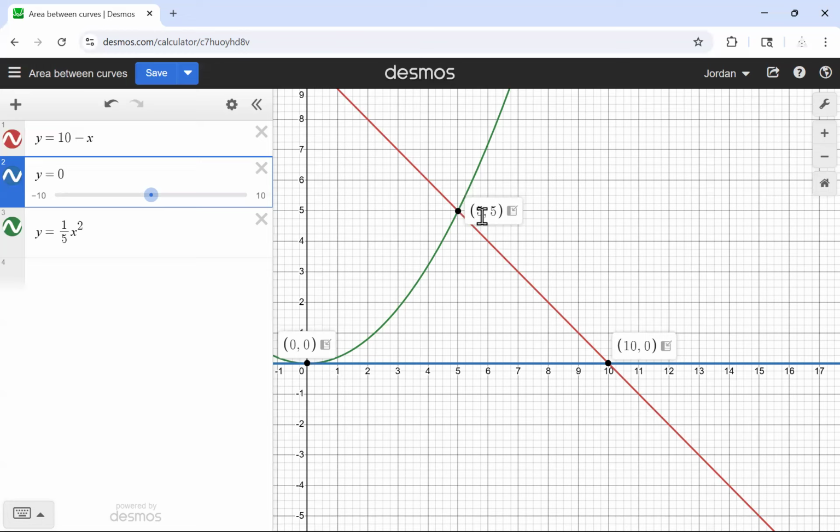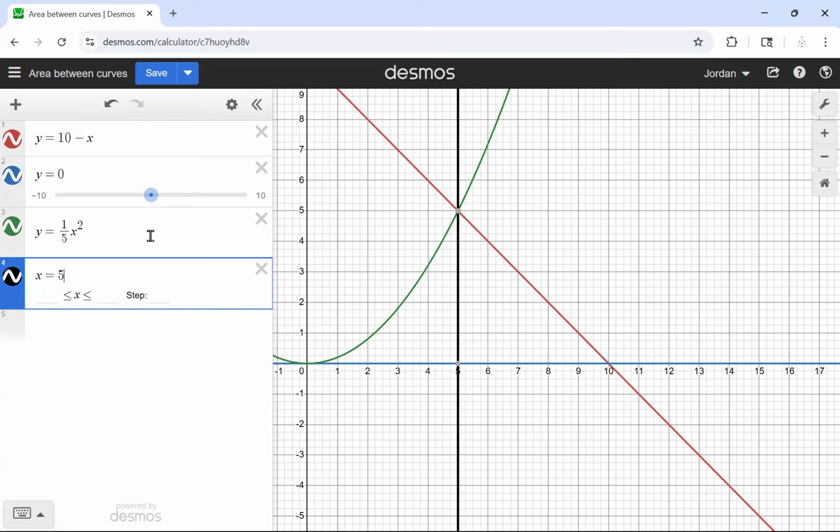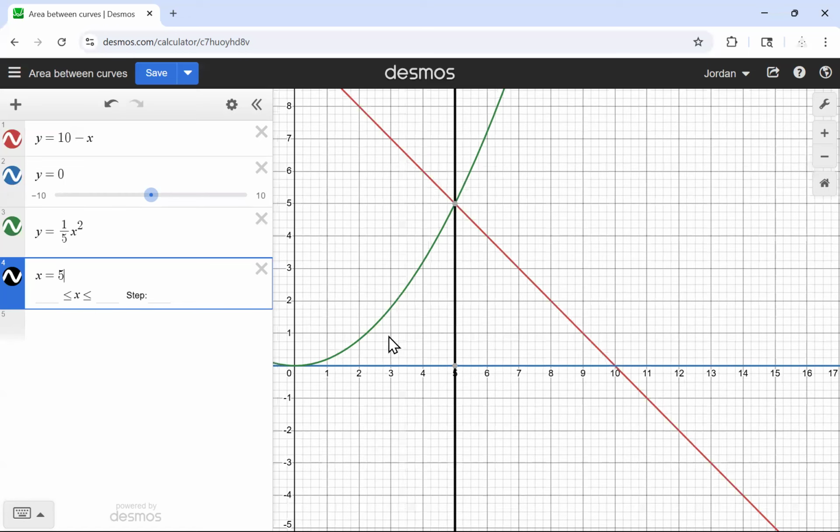After you get to 5 and beyond, then the top of this region is bounded by y equals 10 minus x, and the bottom of that region is once again y equals 0. So what we're going to need to do is break this region into 2 pieces, find the area from 0 to 5, and then find the area from 5 to 10. So that's what we're going to do.